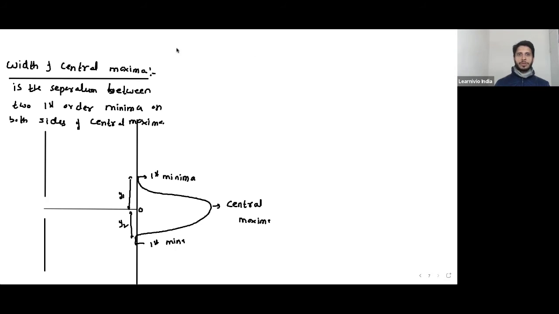And you can calculate both types of width, like the linear width as well as the angular width. So simply I can write that the angular width of central maxima is equal to, say this is the first one, this is the second angular separation.